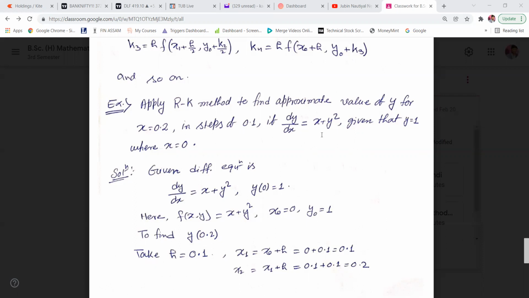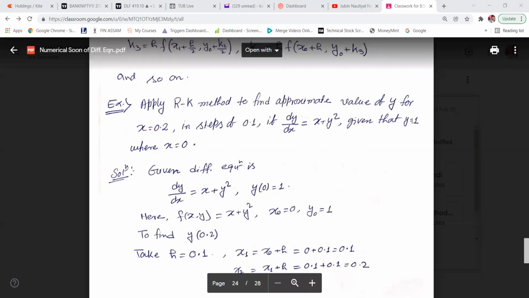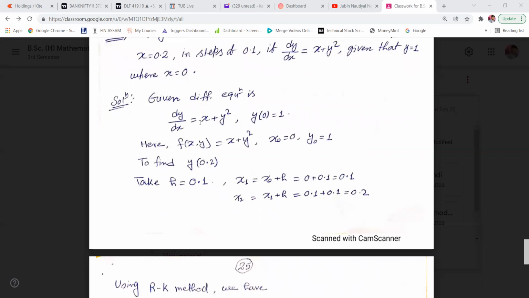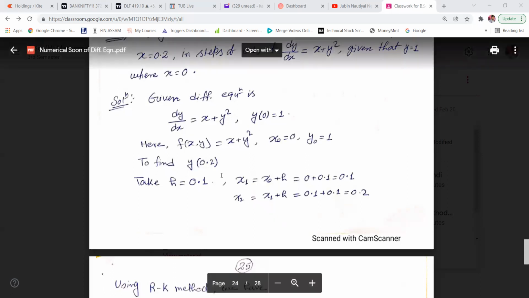If dy by dx equals x plus y square, given that y is equal to 1 when x equals 0. So the initial condition is y(0) equal to 1, that means x0 is 0 and y0 is 1, and the function f of x, y will be x plus y square. And you need to find the value of y at x equal to 0.2.